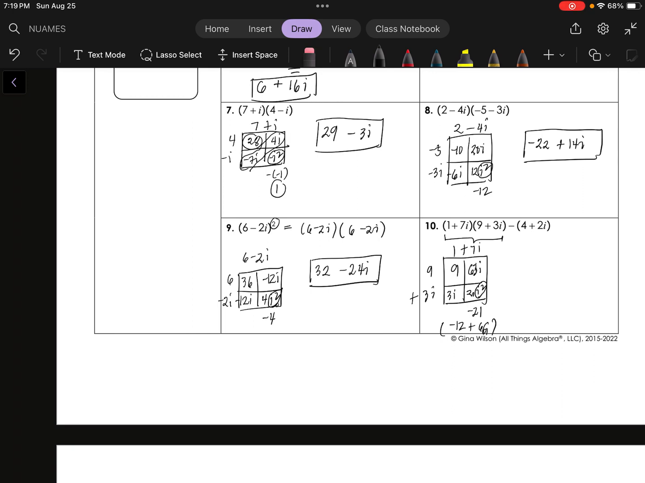Okay, so I'm going to rewrite everything here. So I have negative 12 plus 66i. Don't forget to distribute that negative sign. That gives you negative 4, negative 2i. And then we combine the like terms. Negative 12, negative 4. That gives you negative 16. 66 minus 2. That gives you plus 64i. And again, that's already in that form.